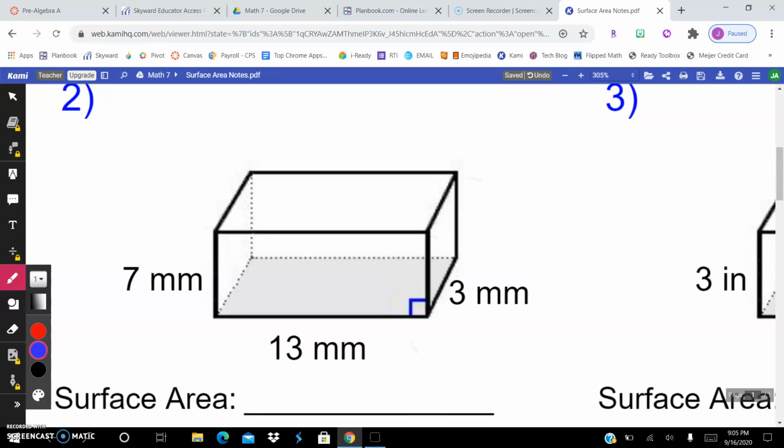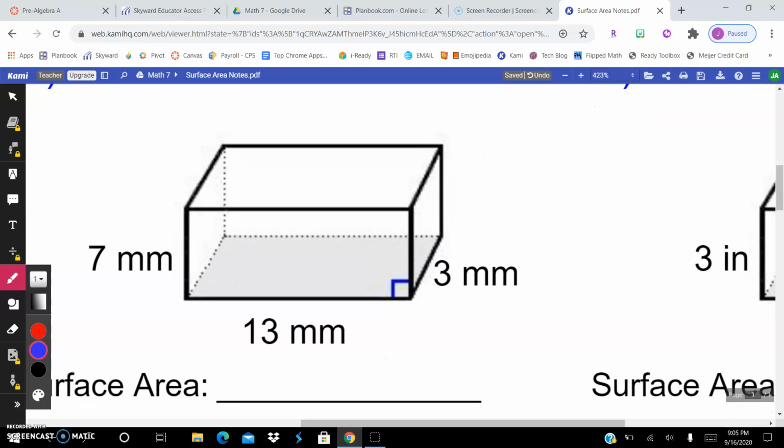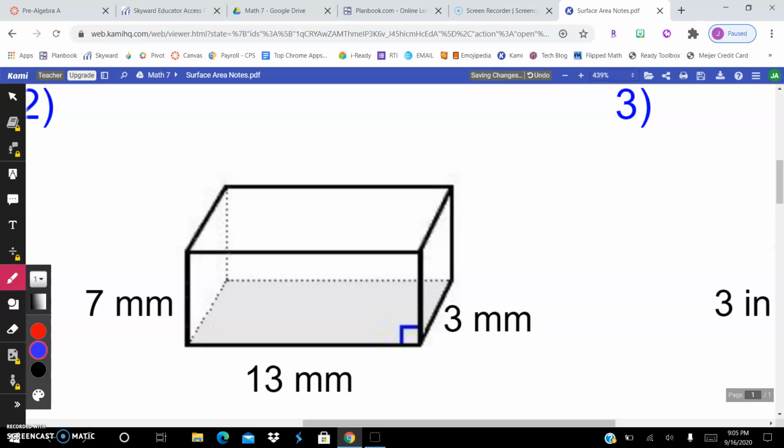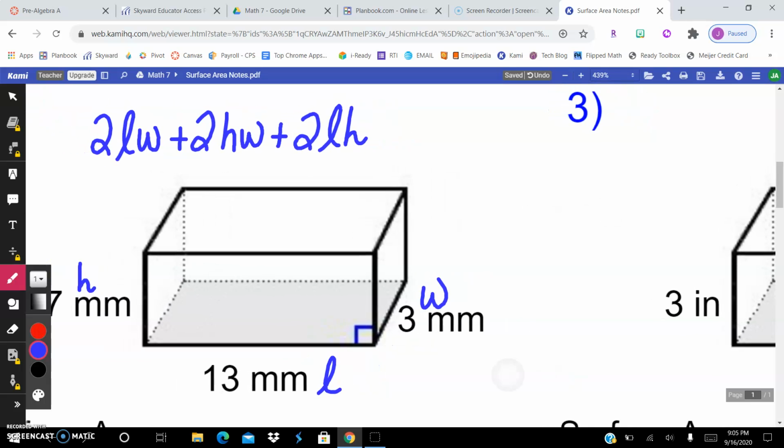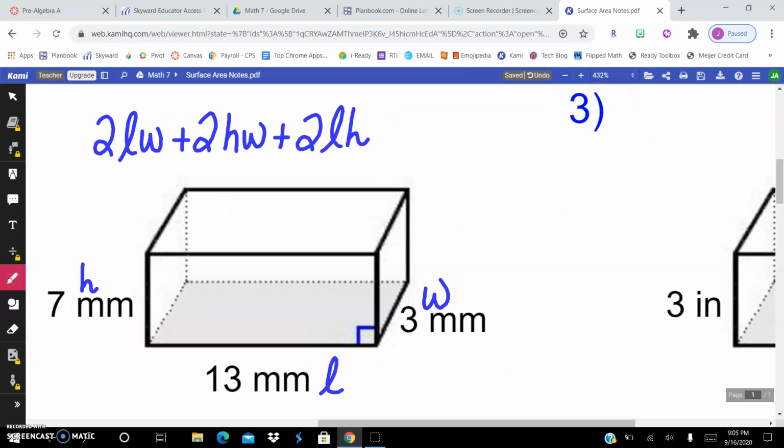Then if we move over here, we have a rectangular prism, and we are going to use the formula 2 times the length times the width plus 2 times the height times the width plus 2 times the length times the height. And you have length, you have width, and you have height. So all you need to do is take that formula and replace all the L's with 13, all the W's with 3, and all the H's with 7.